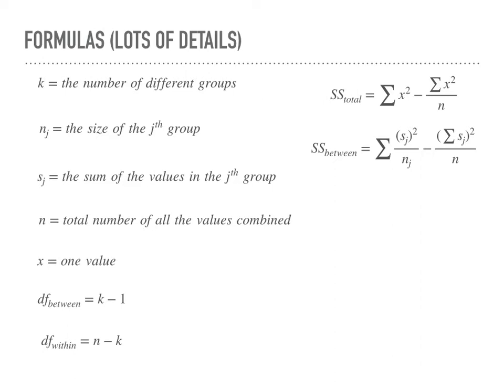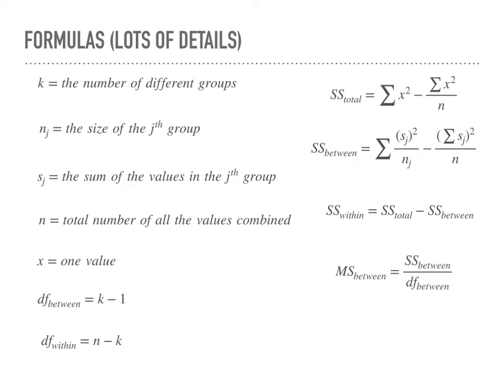Sum of squares between is equal to the sum of the values in each group squared divided by the number of values in that group. And then we're going to subtract off the sum of the data values, squaring that result, and then dividing that by n. Sum of squares within is rather difficult to calculate. The best way to calculate it, though, is the sum of squares total minus the sum of squares between.